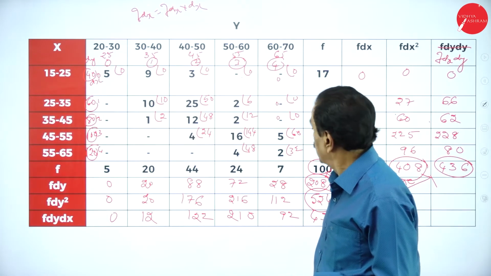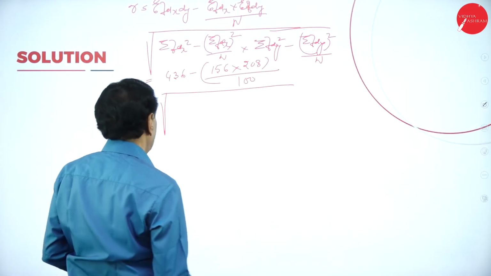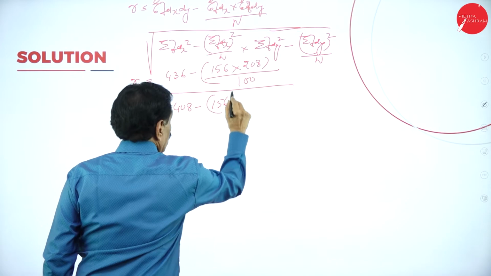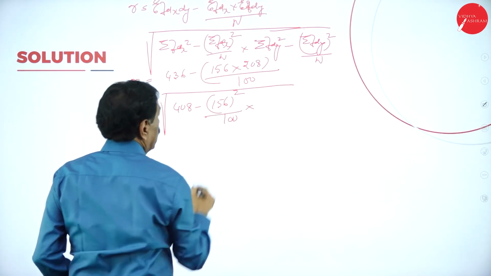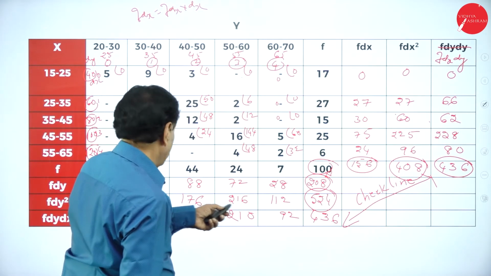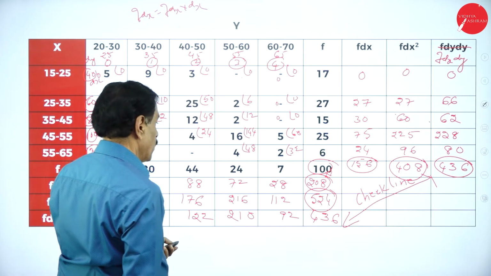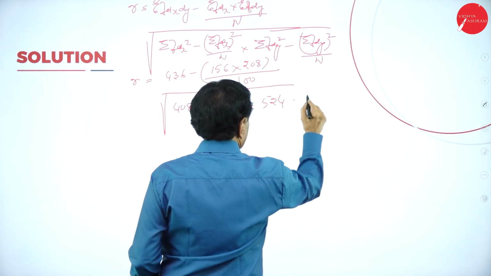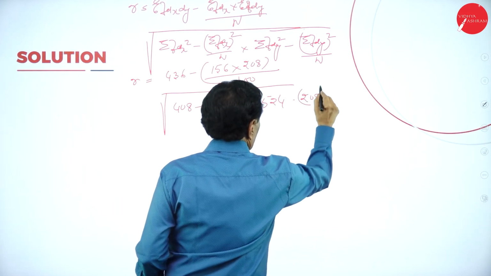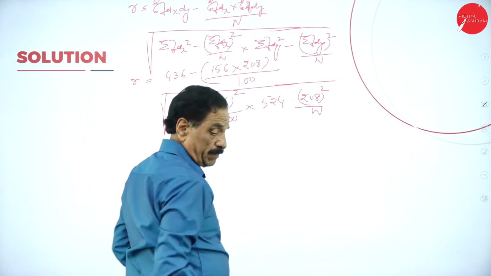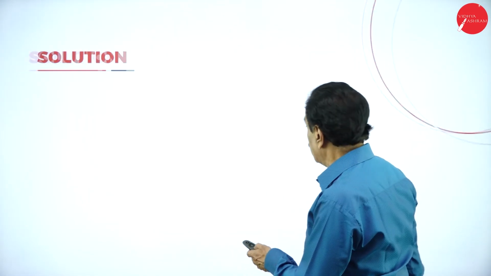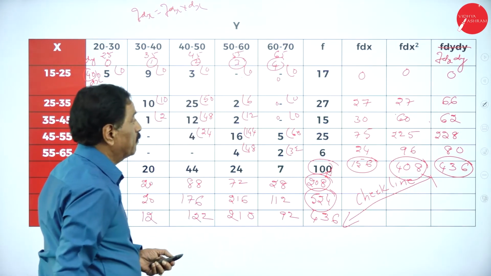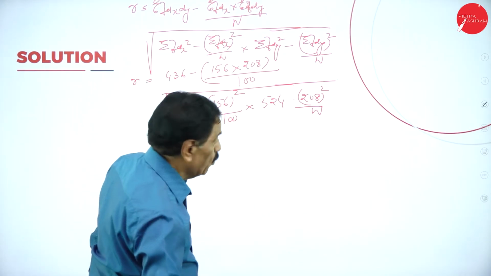sigma f dx square. Your sigma f dx square is 408 minus 156 whole square divided by 100, into sigma f dy square, 524 minus 208 whole square divided by n. Carefully observe. So f dy square you can understand. This is f dy square, 524. Okay, we'll go slowly.